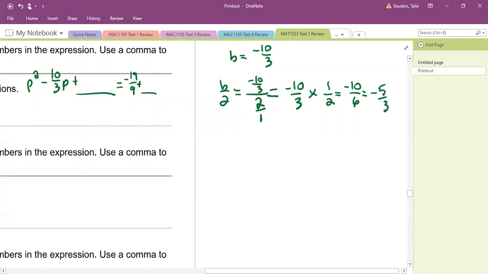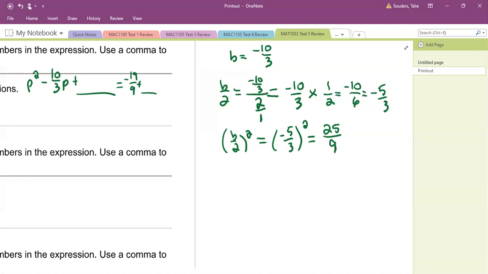Now we're still not done. Now we have to square that answer. But the good news is when you square it, you're just squaring the top and squaring the bottom, right? So what is negative 5 squared? 25. And then 3 squared? 9. So at least that part is a little bit better. Now we're going to take that number and do what with it? Add it on both sides. Good.